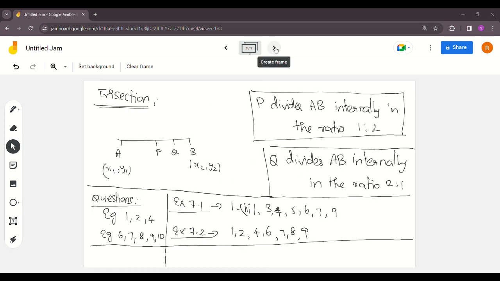And next important case is trisection. Trisection means it is divided into 3 equal parts. So A, B, P and Q. P and Q, both of them divide AB, but we just have to find the ratio. So P divides AB internally in the ratio 1:2. See here, 1:2. AP is one part and PQ and QB are two parts. Similarly, Q divides AB internally in the ratio 2:1, because AP and PQ are one part and QB is a separate part. So that is why Q divides AB internally in the ratio 2:1.